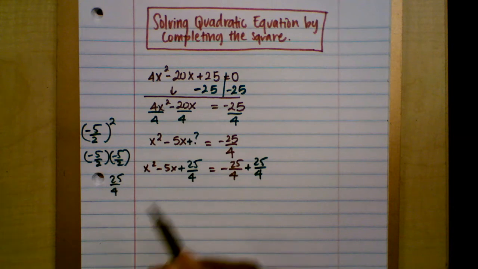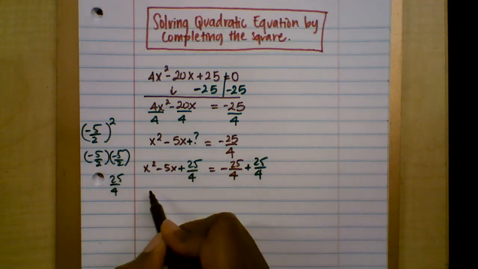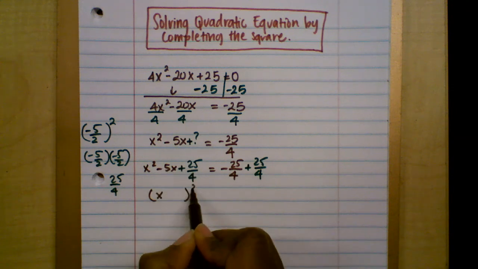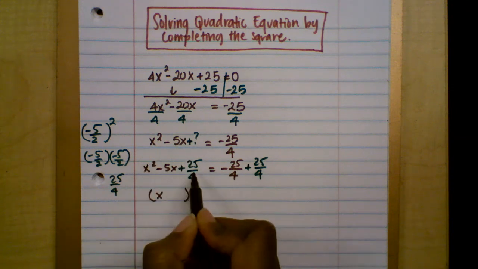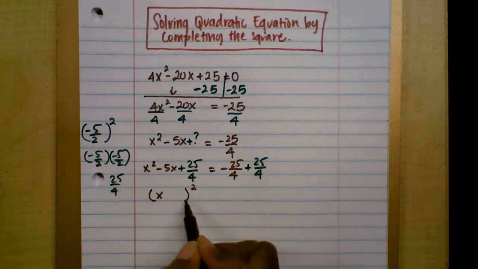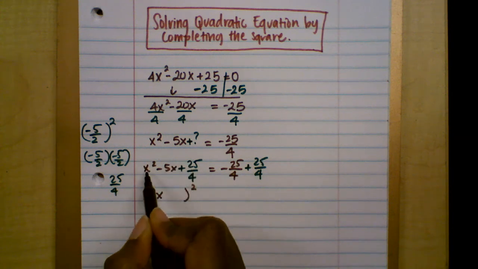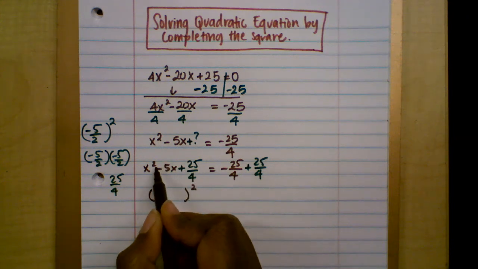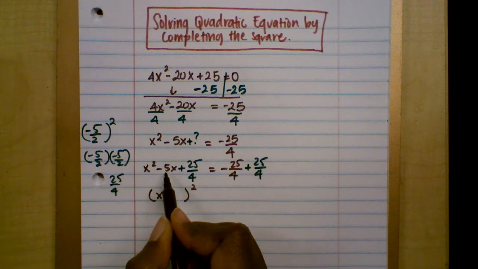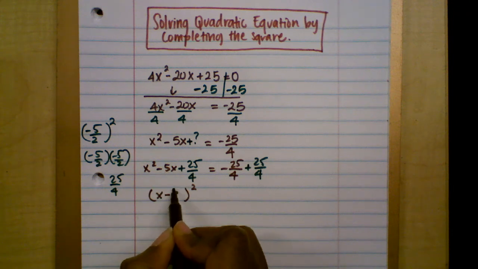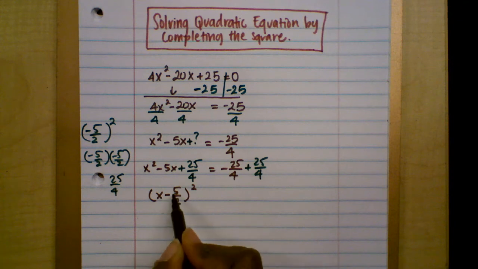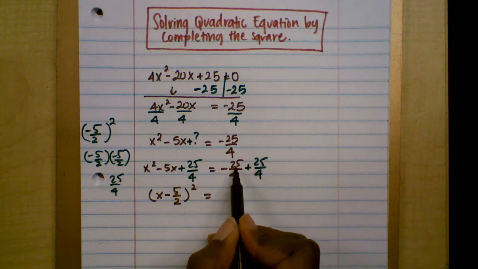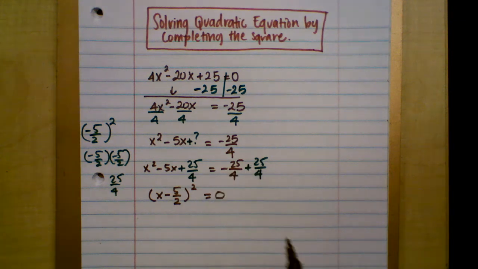So now I'm going to factor the left side. I end up with x, and I write this trinomial as a square. I'm going to start with the x, since the x squared is x squared, and then I'm going to use half of b. b here is negative 5, divided by 2 is negative 5 over 2. So I write x minus 5 over 2, everything squared, equal to, those two are opposites of each other, so that's equal to 0.